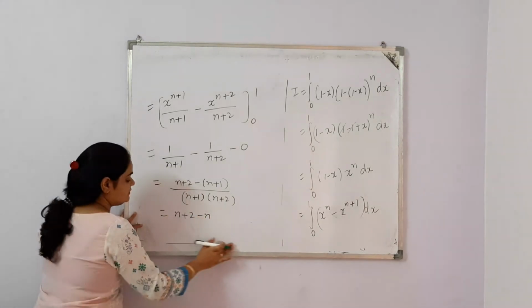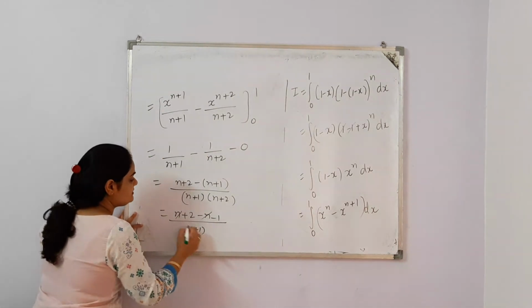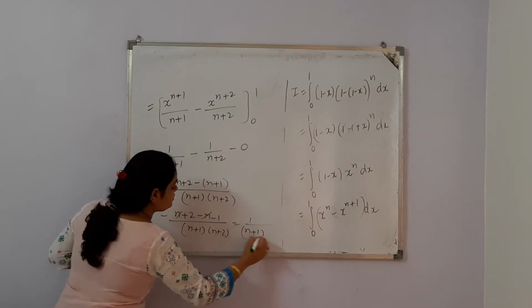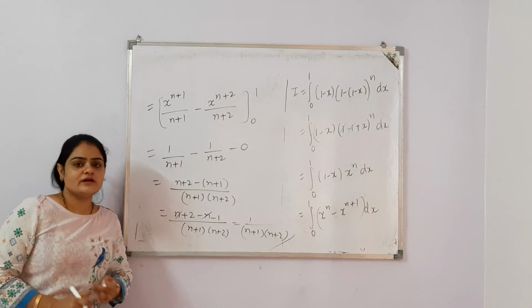Negative sign will change the signs inside. And 2 minus 1 is 1. Now we'll get 1 upon n plus 1 into n plus 2. Hope this question is clear. Let's do one more question.